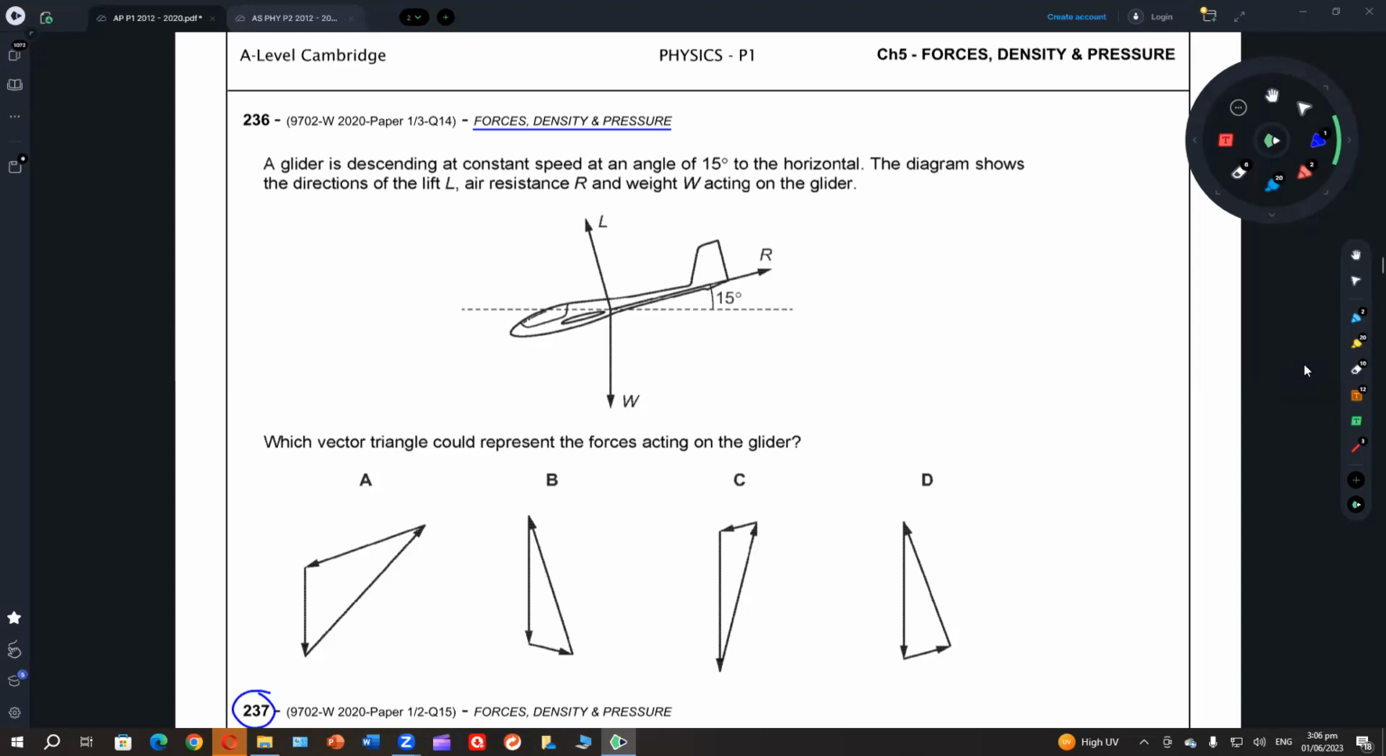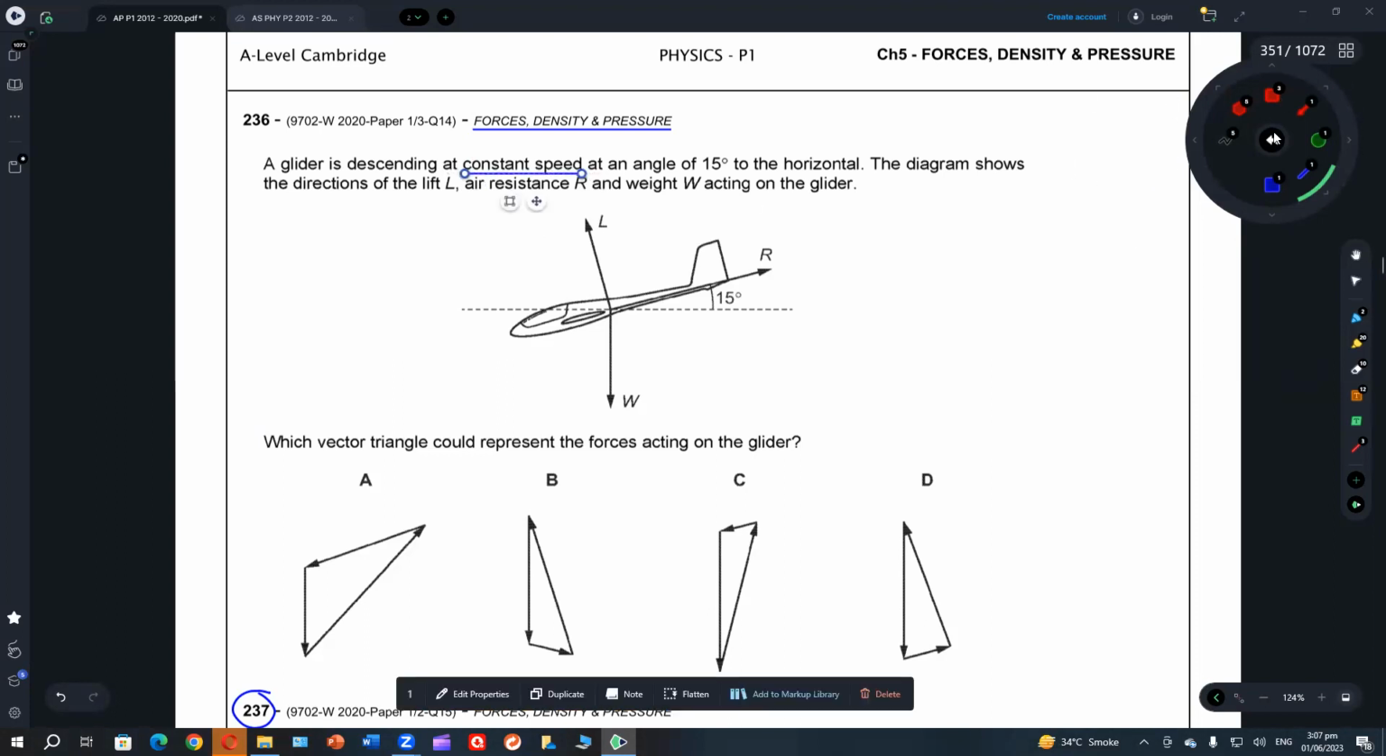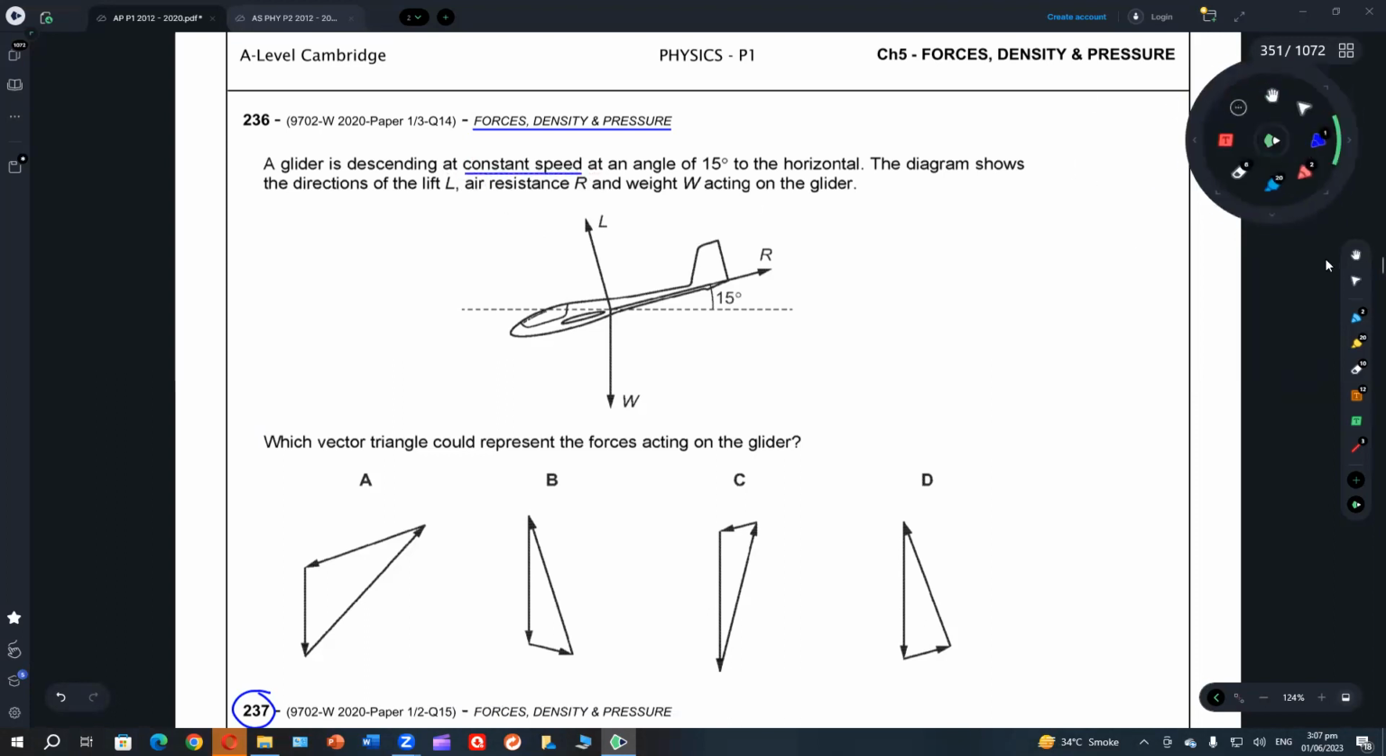A glider is descending at constant speed at an angle of 15 degrees to the horizontal. Constant speed is a very important thing. The diagram shows the directions of the lift L, air resistance R, and weight W. Which vector triangle could represent the forces acting on the glider?